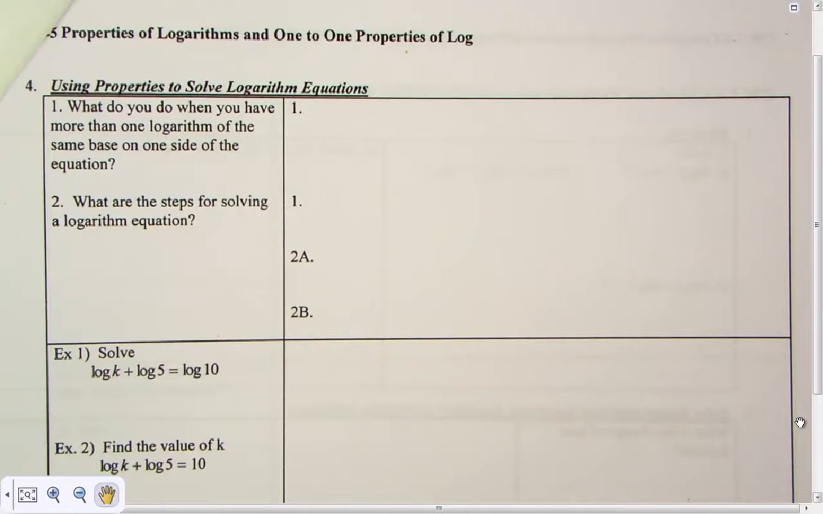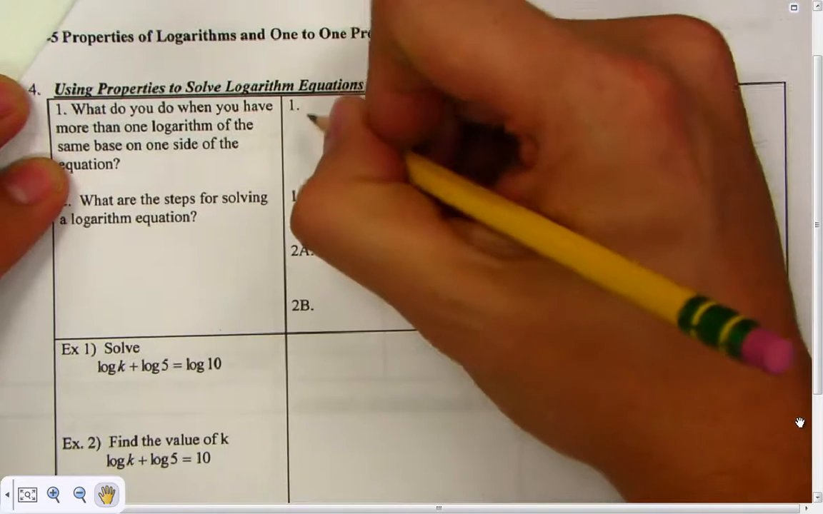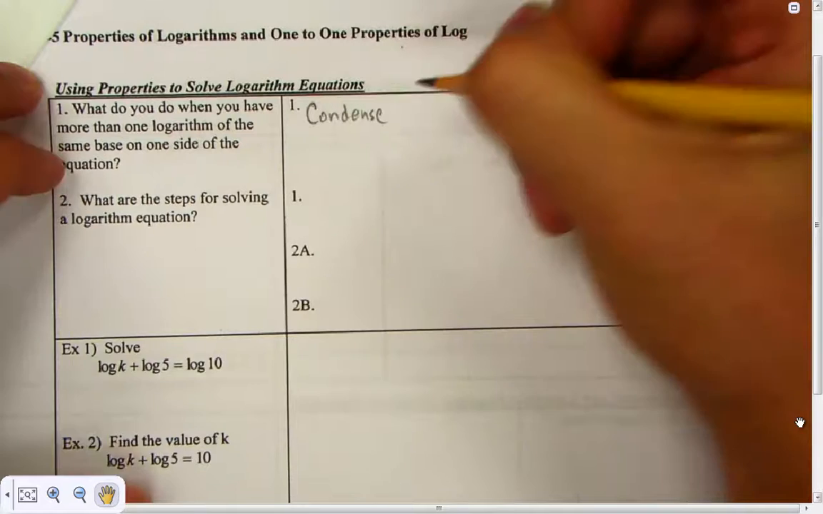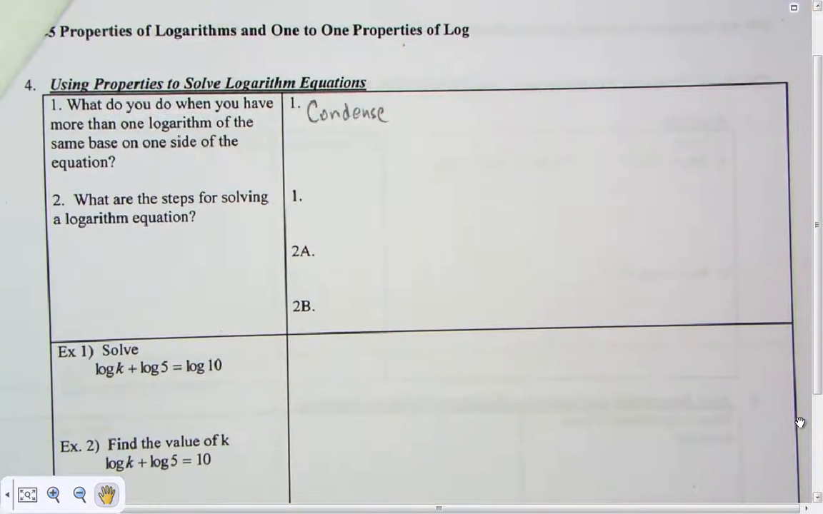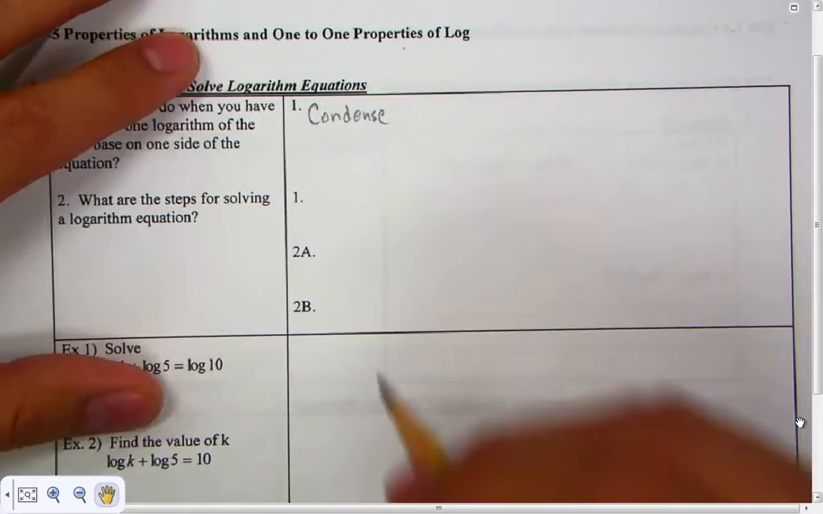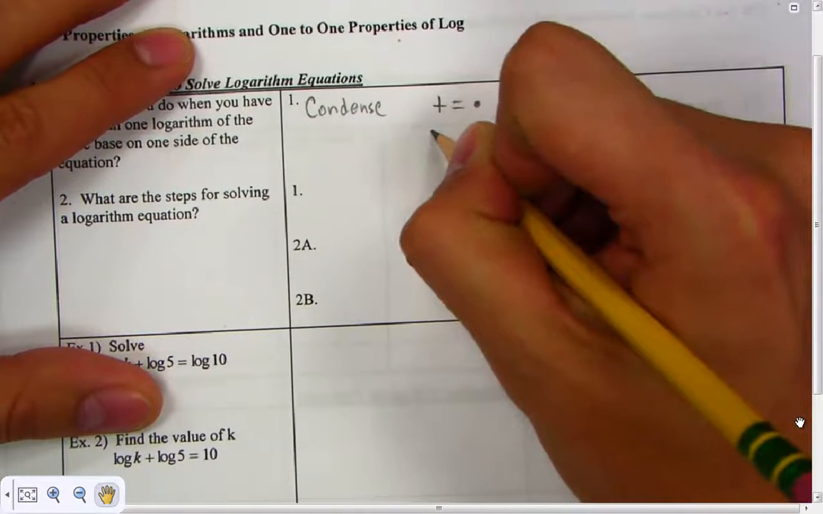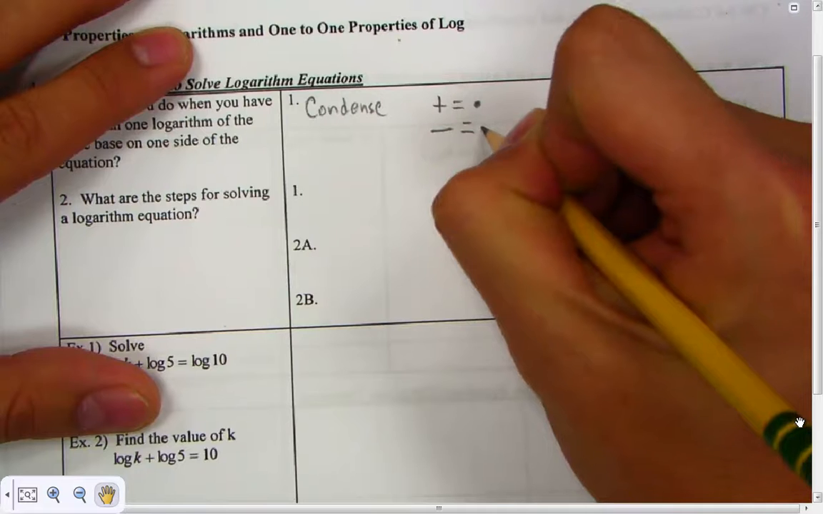Question number 1. What do you do when you have more than one logarithm of the same base on one side of the equation? You condense. That means if you see 2 or 3 logs on one side, you just make it into one log by using the properties of log. Now you remember when it's plus, when you condense, you multiply. When it's minus, when you condense, you divide.